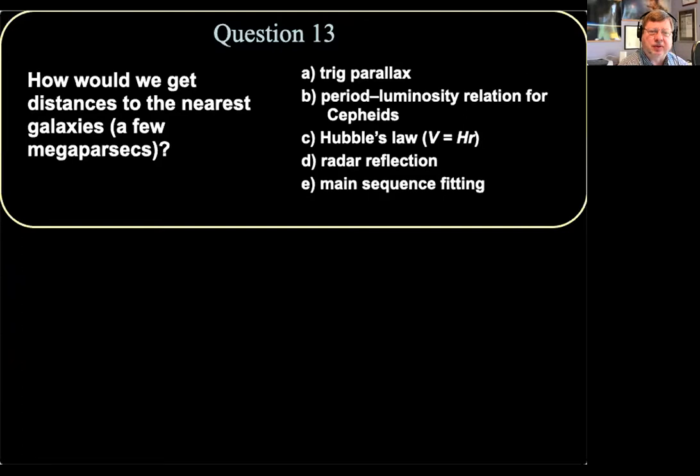So start with a question here. How could we get the distances to the nearest galaxies, a few megaparsecs? A, by parallax, B, by the period luminosity relation for Cepheids, C, Hubble's law, D, radar reflection, E, main sequence fitting. And remember, you're not graded on these questions.